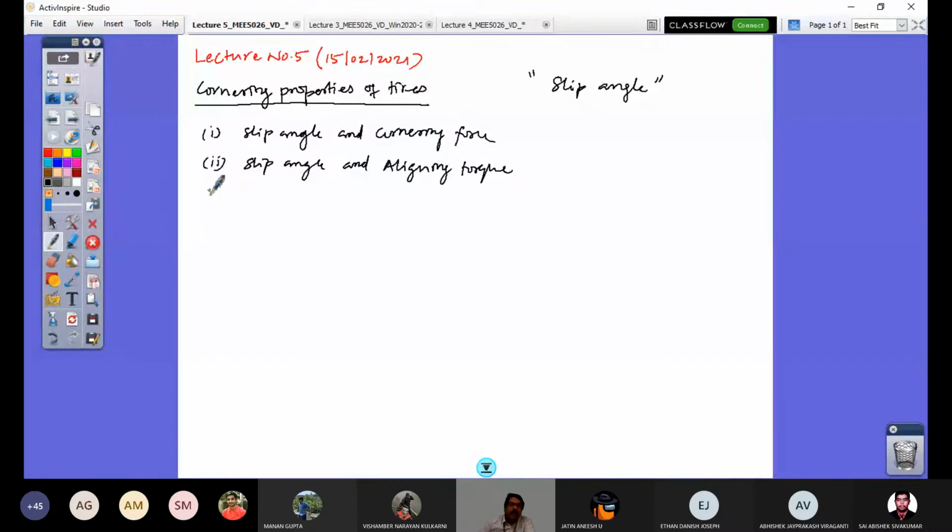And also we are going to look at, importantly, what is also going to contribute to the cornering properties: another angle called the camber angle, and the associated camber thrust or camber torque. So these should come into our mind.